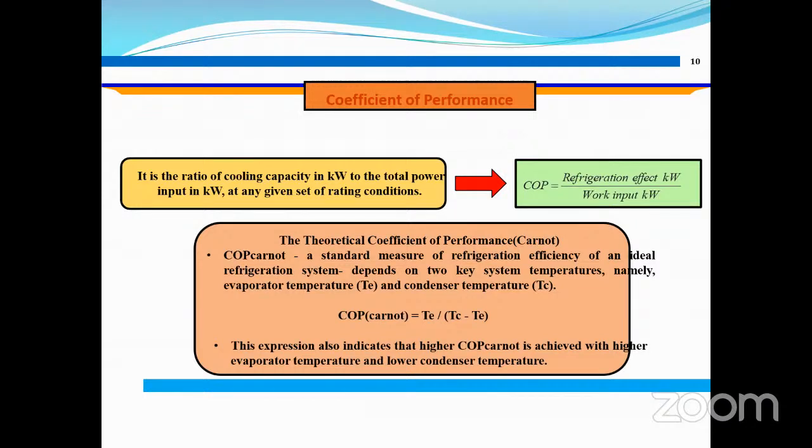The theoretical coefficient of performance, that is Carnot cycle COP, a standard measure of refrigeration efficiency of a refrigeration system, depends on two key system temperatures: evaporator temperature, TE, and condenser temperature, TC. COP Carnot equals TE divided by TC minus TE. This expression also indicates that a higher COP Carnot is achieved with a higher evaporator temperature and lower condenser temperature.